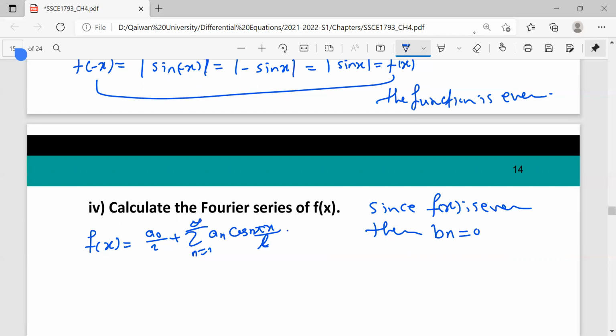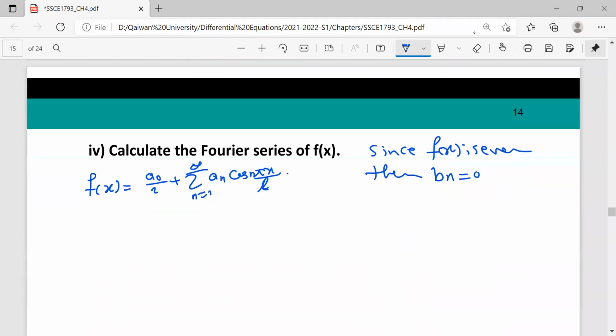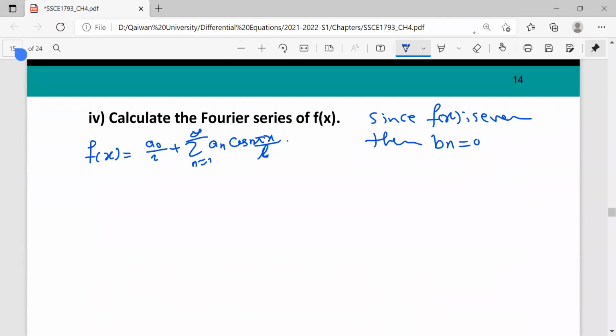Let's find a naught and an. L is given; L is pi over 2, as we found in the first step. So we just need to find a naught and an, and then we replace them here, and we get the Fourier series for the function.